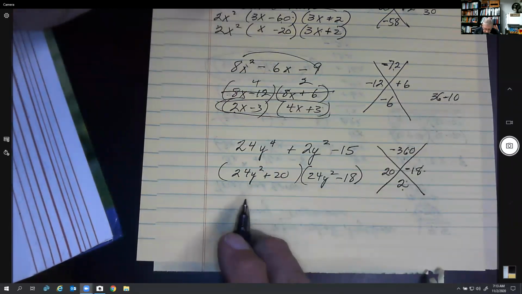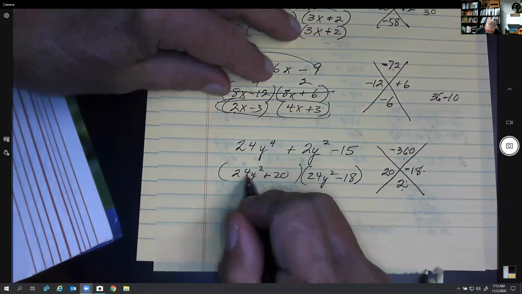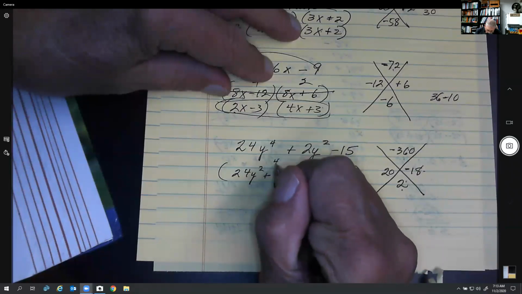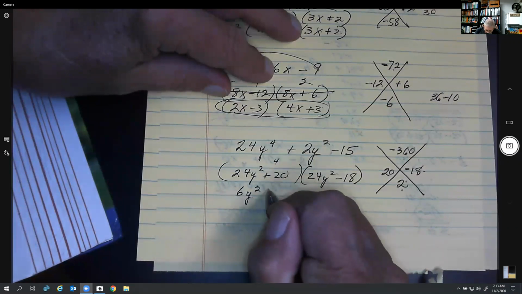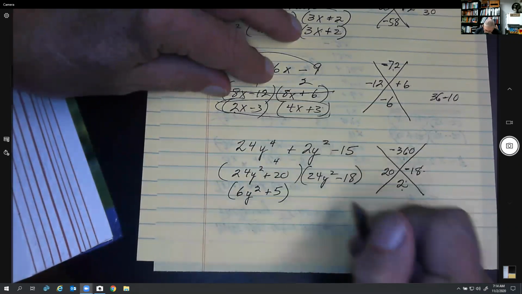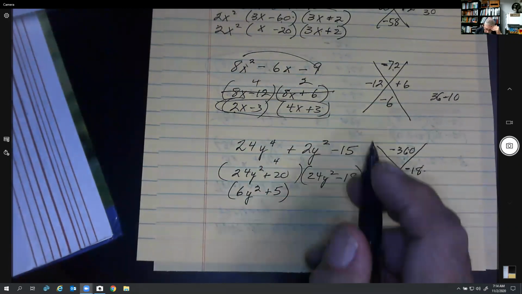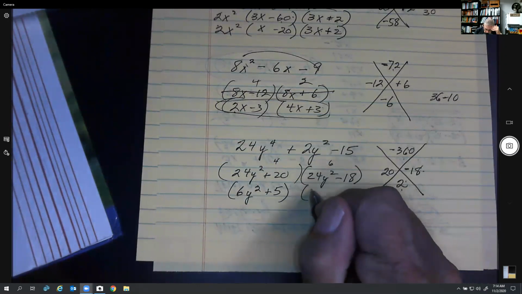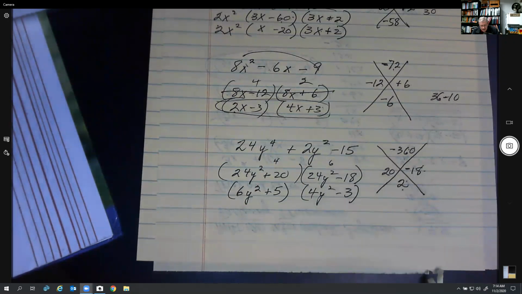Okay, now I'm going to reduce these, and I'm not going to say the factor. I'm just going to reduce them. Let's see, what could go in 24 and 20? Probably 4, huh? That looks good. 6y squared plus 5. When you get through, you want to make sure that you can't divide this again. That means you're factored all the way down. What about here? 24 and 18, maybe 3, maybe 6 would be better, huh? 4y squared minus 3. So this was a tough one, no matter how you tried it.